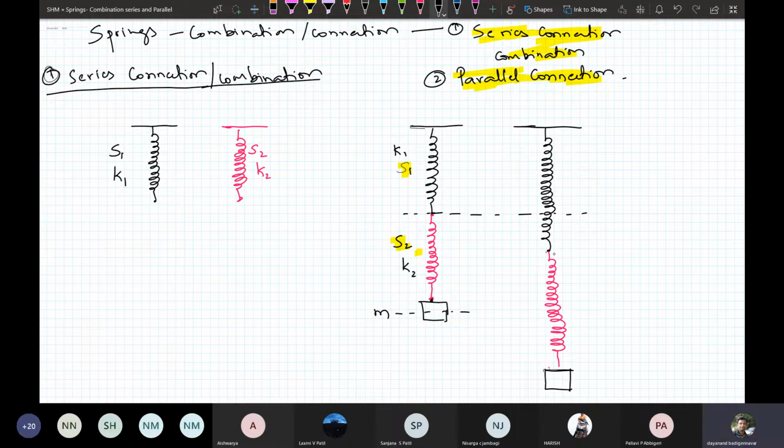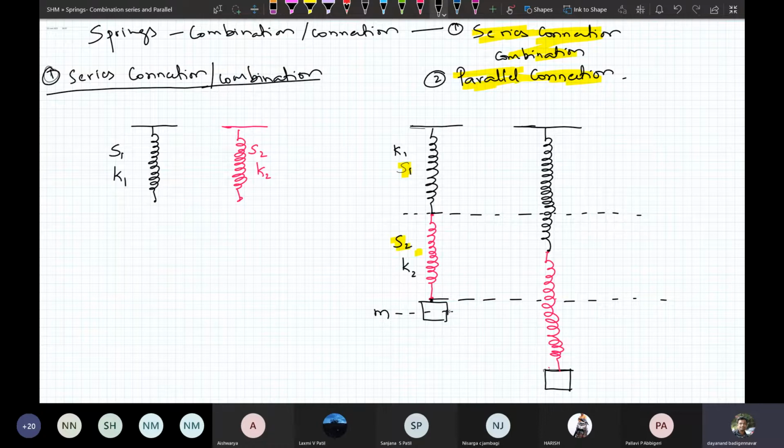Now, actually, the position of the two springs was here. You are getting the point. The first spring was here. The second spring was here. This was the position of the second spring.